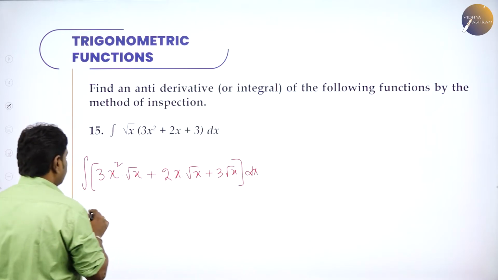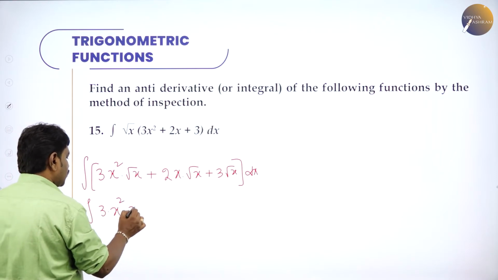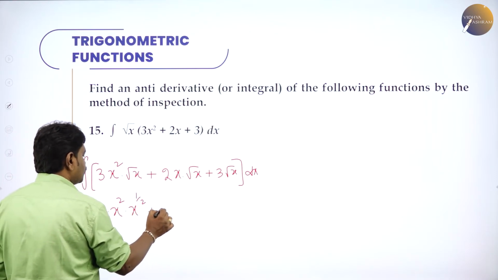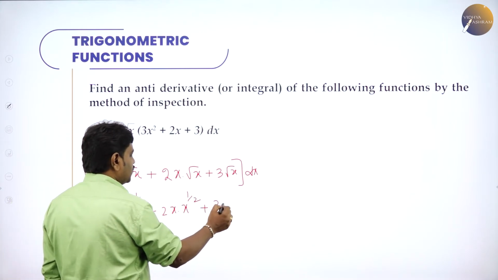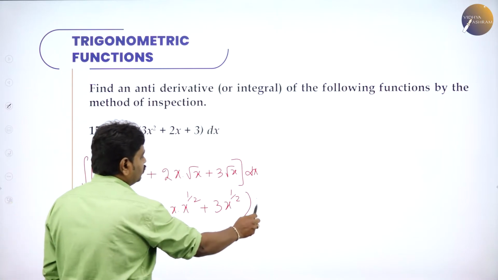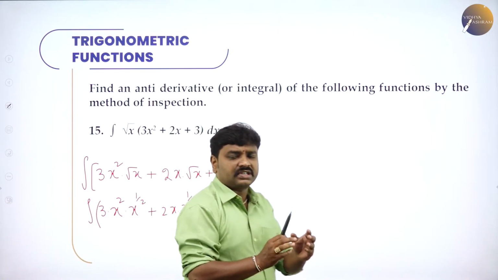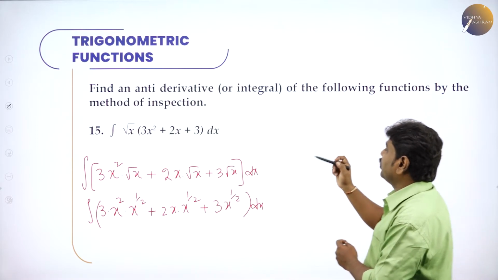Now you know integration of 3x² into (x^(1/2) + 2x) into root x means integration of 3x² into (x^(1/2) + 2x^(1/2) + 3x^(1/2)) dx. Now whenever you have a product of two terms, we have parts. Still, we have not started with integration by parts or the product rule. Directly use a^m into a^n.